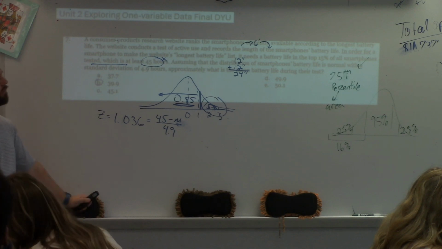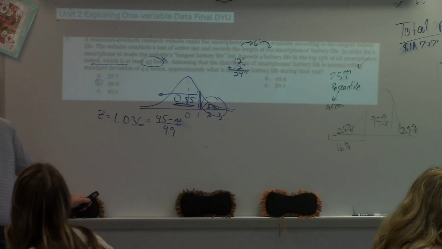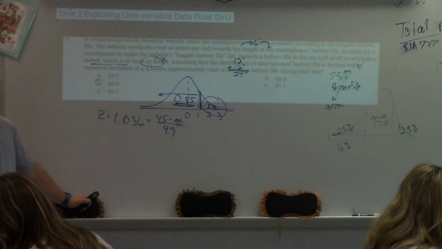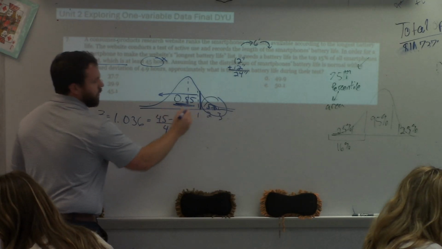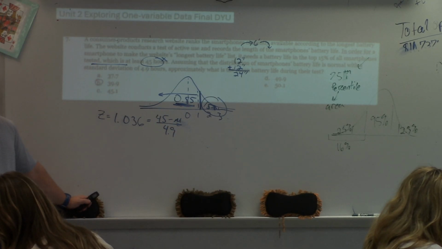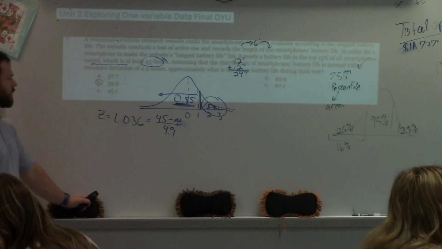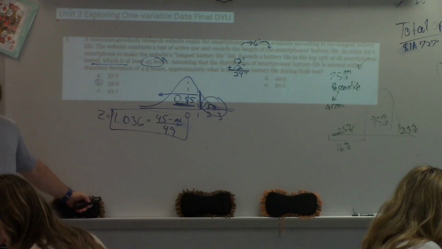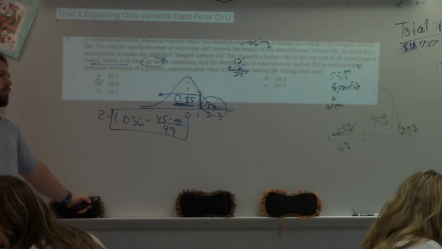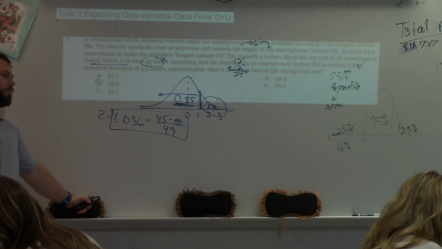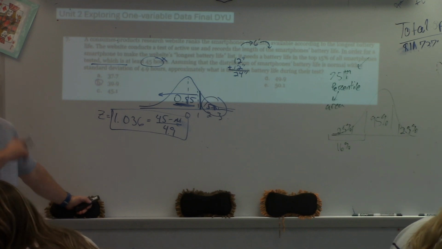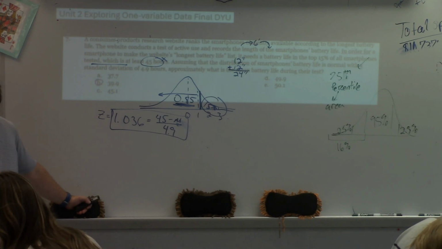Gotcha. I need to look at your work because it's still showing 45. But inverse norm with an area of 0.85, right? And so that gives you a z-score of 1.036. So the value of 1.036 is what you get when you put 0.85 in the calculator? Right, the inverse norm with that area of 0.85, yes. So don't forget, if we're going from area to a boundary, we have to do an inverse norm. Okay?